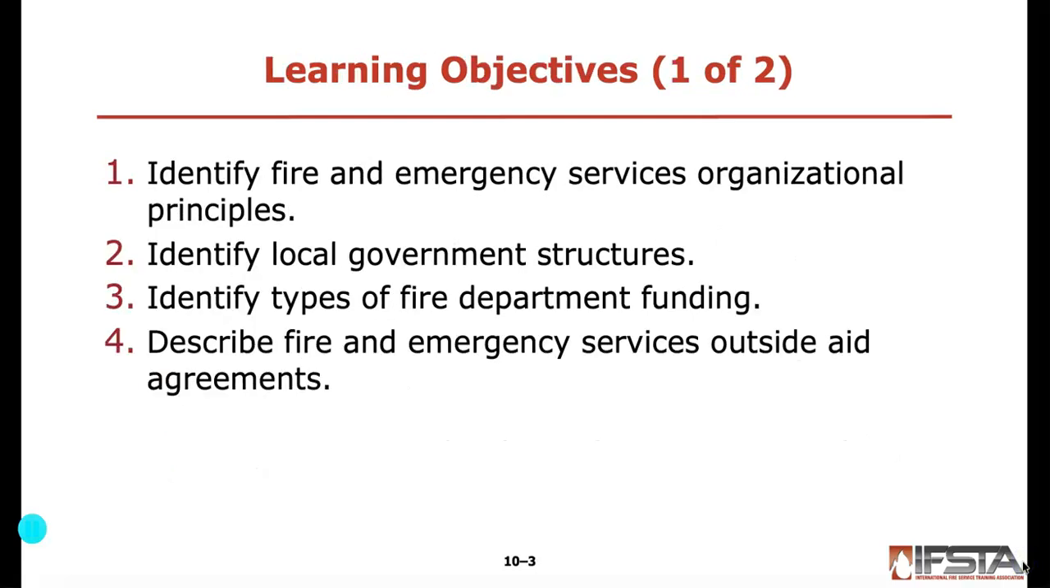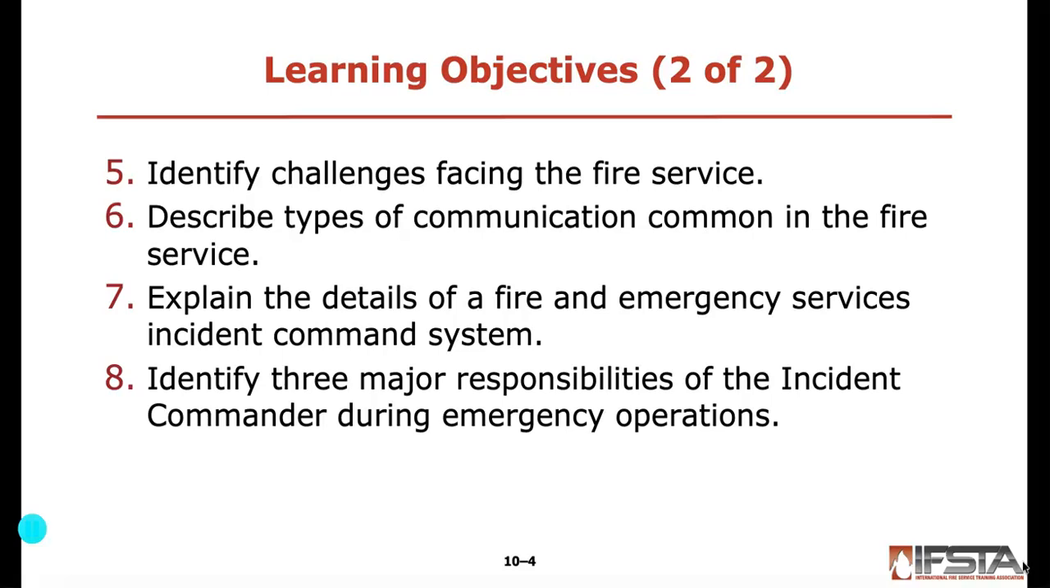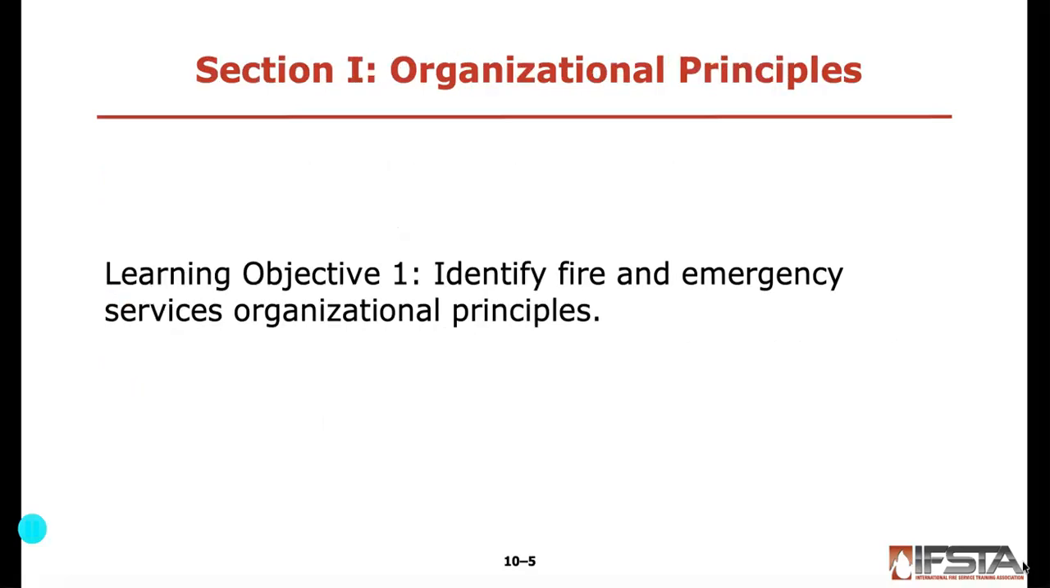All right, so our learning objectives. We want to identify fire and emergency services organizational principles, identify local government structures, identify types of fire department funding, describe fire and emergency services outside aid agreements. Identify challenges facing the fire service. Describe types of communication common in the fire service. Explain details of fire and emergency services incident command system. Then identify 3 major responsibilities of the incident commander during emergency operations.